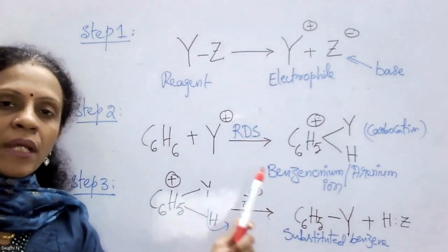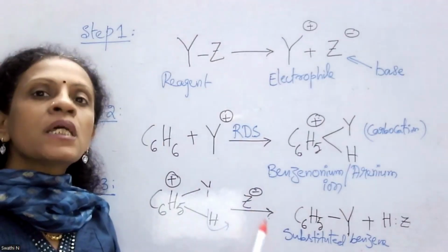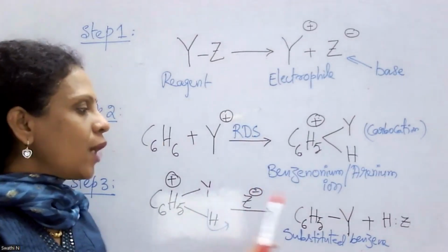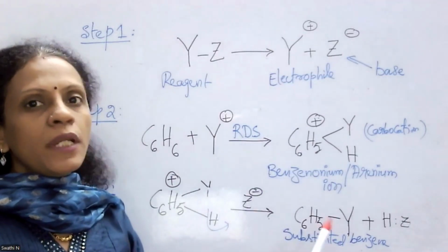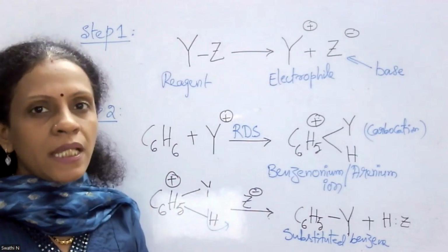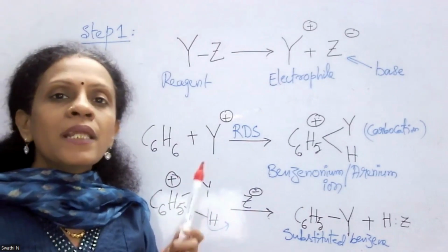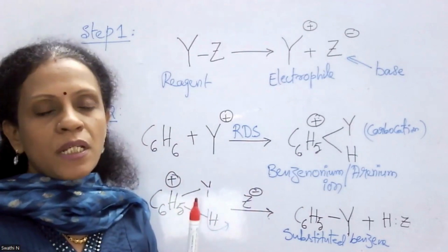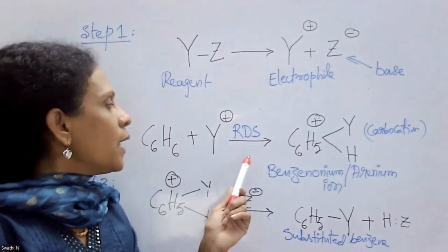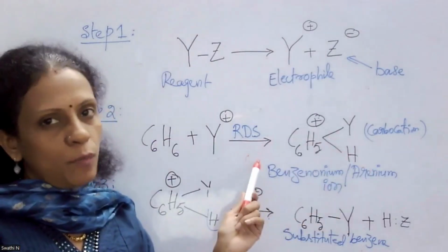Now once this arenium ion forms, immediately it undergoes deprotonation by the action of base, and that is how it finally gives the corresponding substituted benzene. This mechanism was explained by taking nitration of benzene as an example in one of my previous videos. The link for that video is provided in the description. The rate determining step involved in this entire reaction is the second step, that is, formation of carbocation.